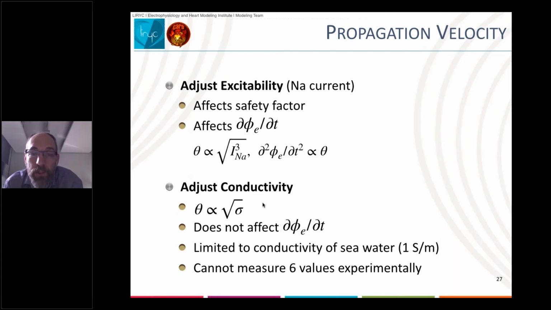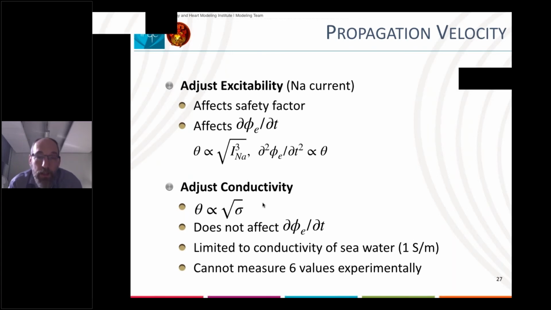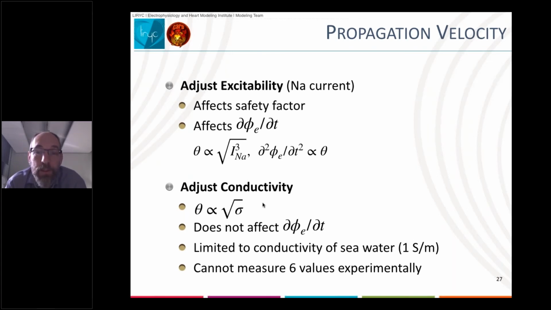When you do that, however, you don't change your derivative, but you should know you're limited. So when you're doing your model, I think you have to figure out there are these 2 ways to adjust your propagation velocity, and you have to try to best match what you know in experiment. If you can match the d phi E by dt, that would be great. And you can increase the conductivity up to a point, but seawater is 1 Siemens per meter, and you really don't want to go much above that.